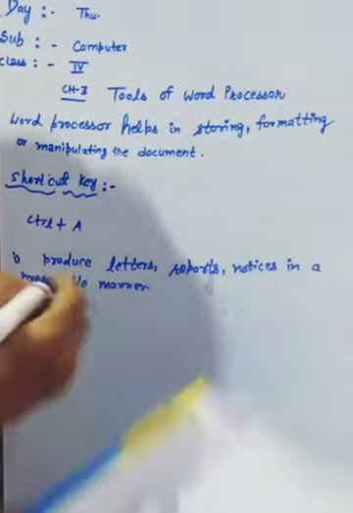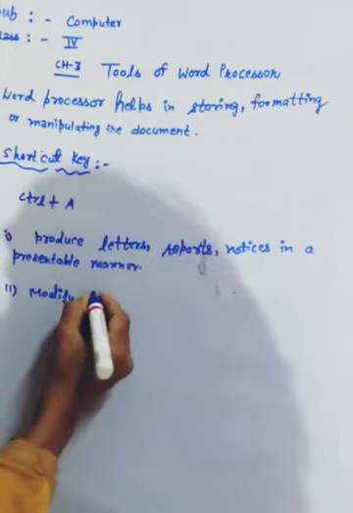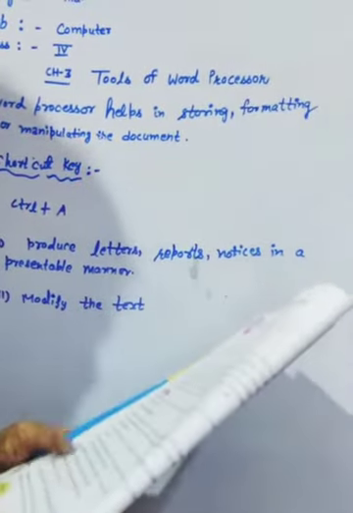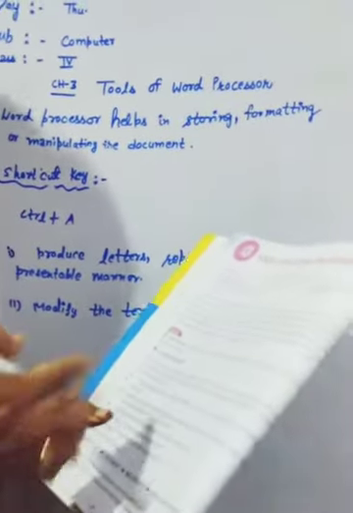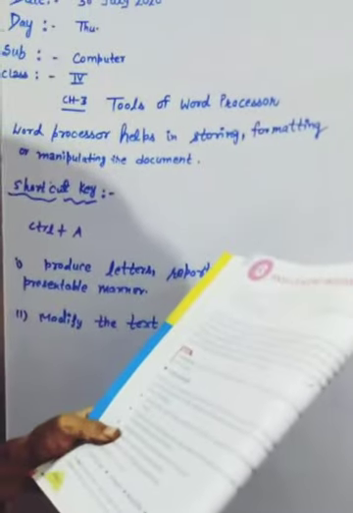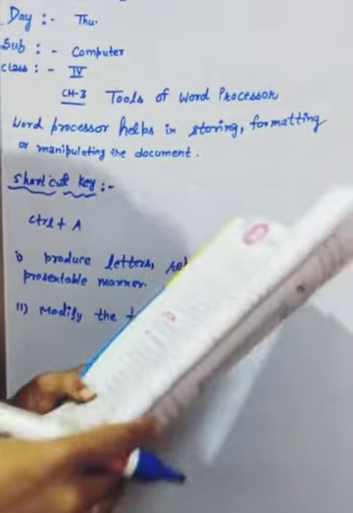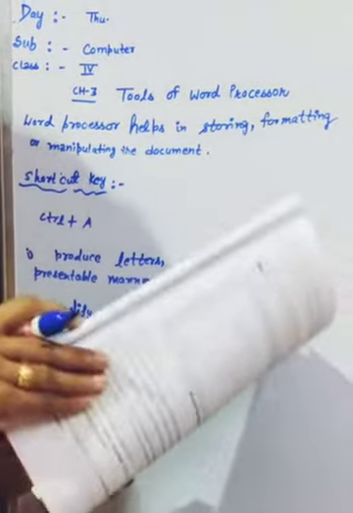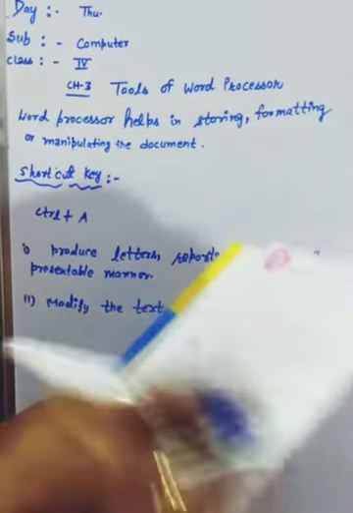Second point, modify the text. What do you mean by modify the text? It modifies the text both while typing and after typing. It means that when you are typing, then you can modify the text, and after typing you can also modify the text. Beautify the text. How can it beautify the text? Beautify the text using different kinds of colors, style, font size, border, shading and various other effects.